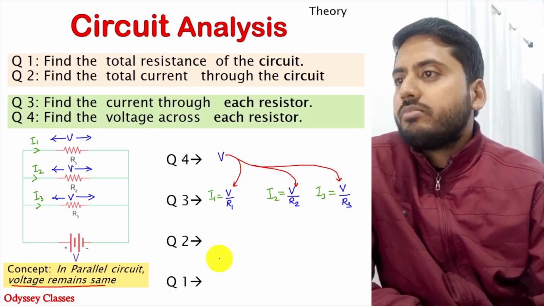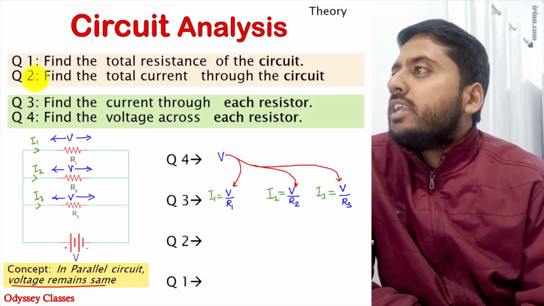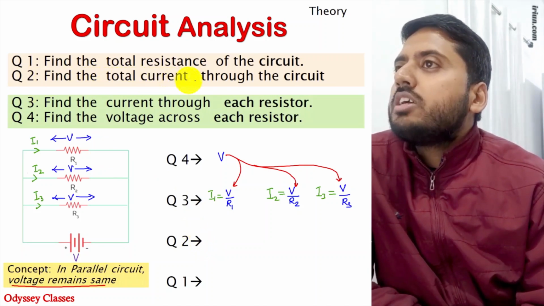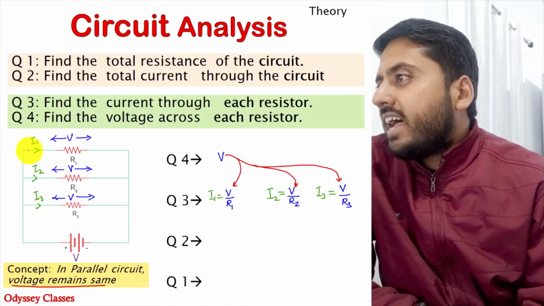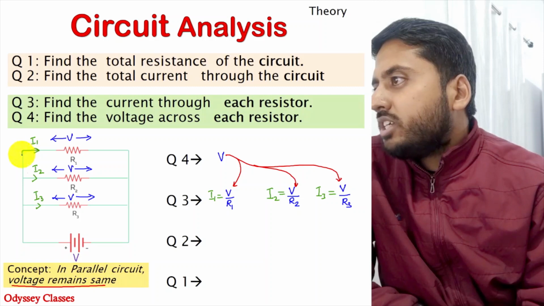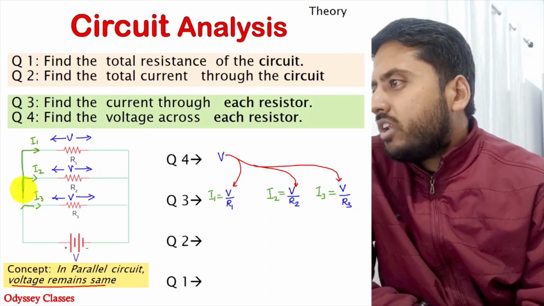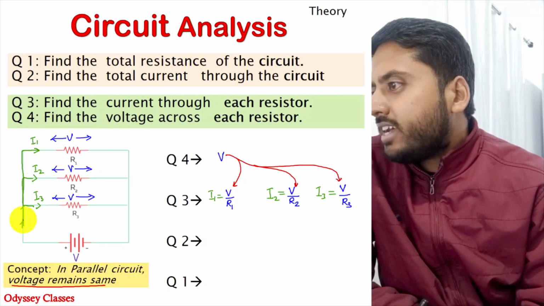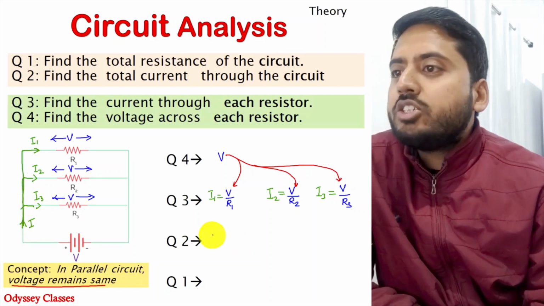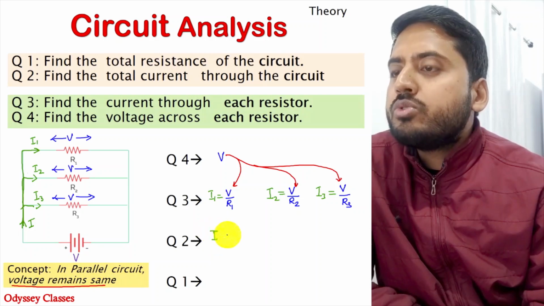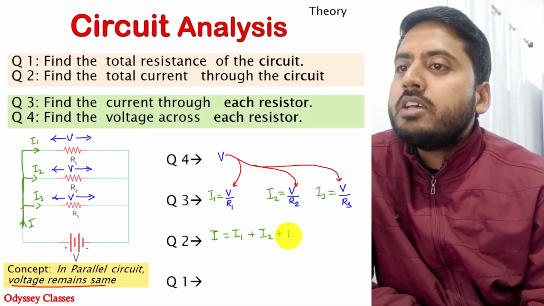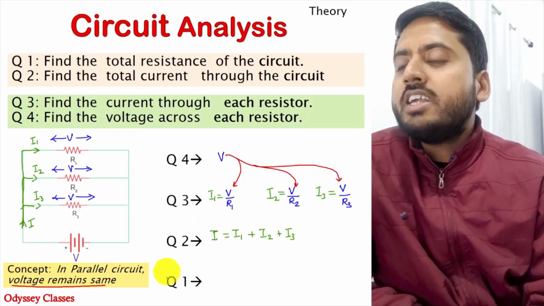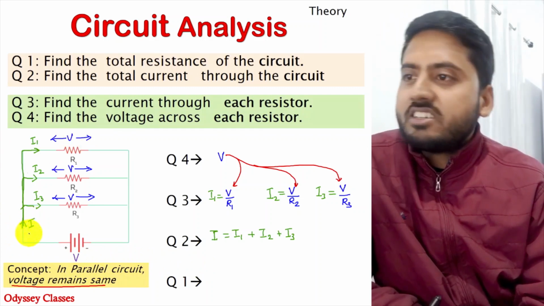Okay. Now we need to find, in question number 2, the total current. So now what we can simply do is add the three currents. If we add the three currents, I1 plus I2 plus I3, we will get the total current and we can call it I. So we can write the total current as I equals I1 plus I2 plus I3. This is the total current that is flowing in the circuit.